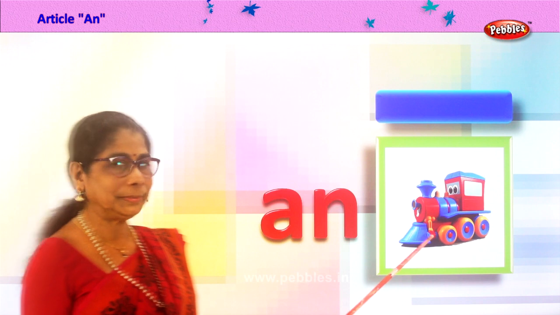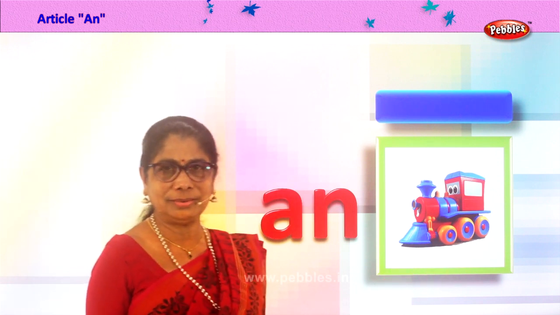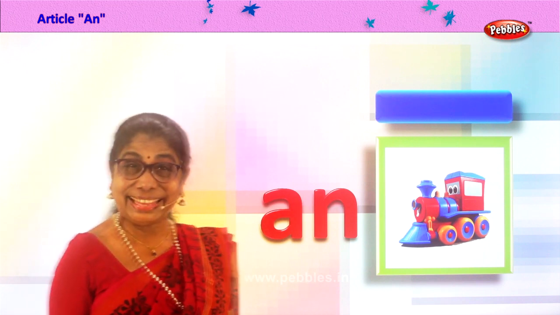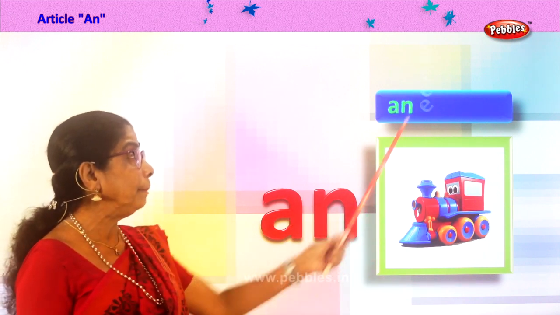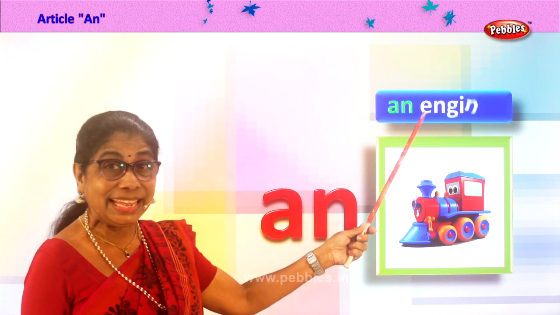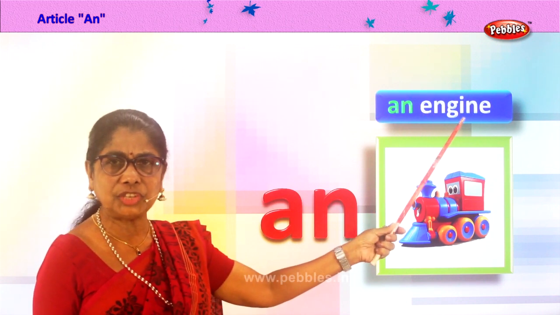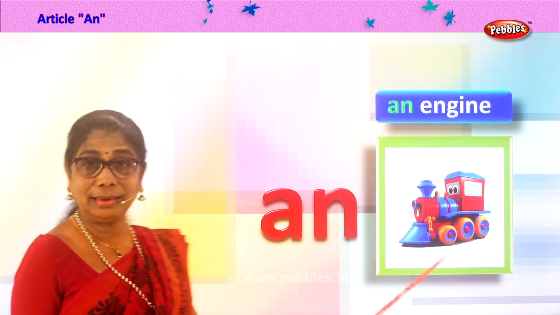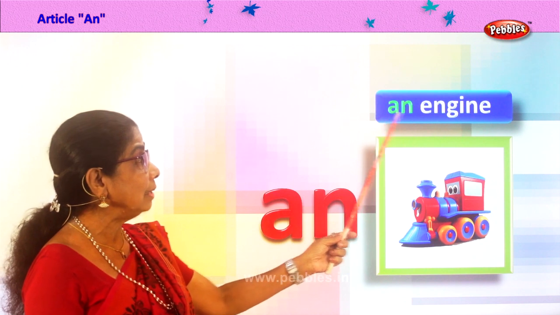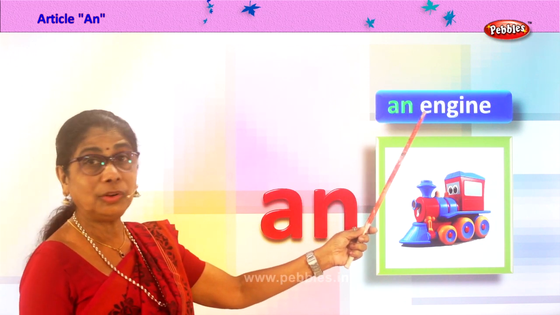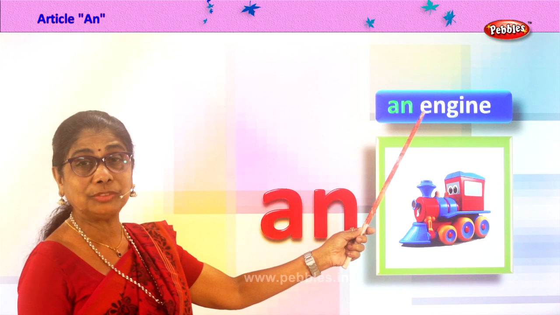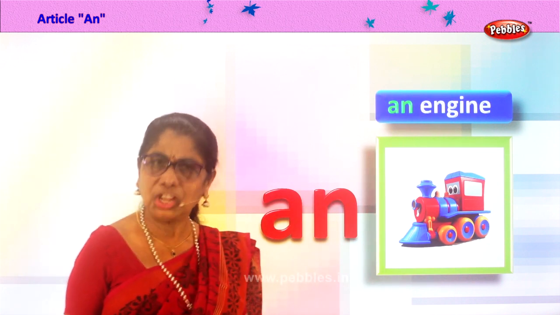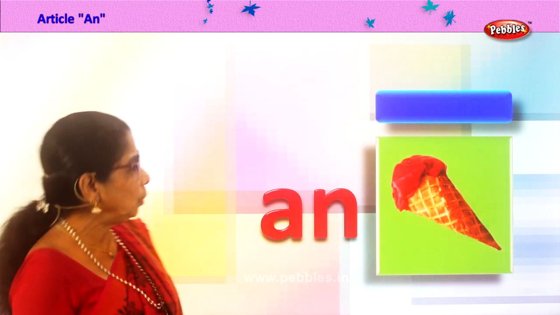Look what we have here. Engine. Your toy. Engine begins with the letter E. Article "an" is placed before vowel E. Spell engine: E-N-G-I-N-E. Engine. An engine. Use of article "an" placed before vowel E because engine begins with E. An engine. Is it interesting, children? Good. Let's take a new picture.